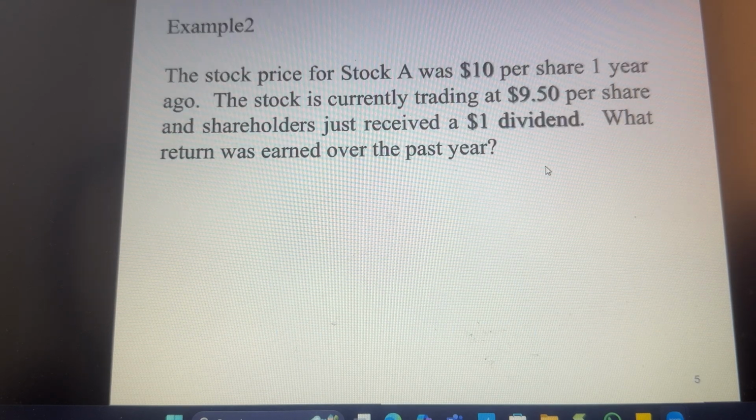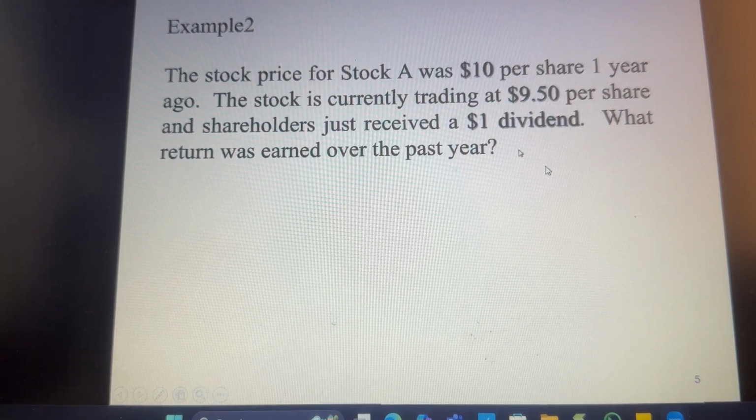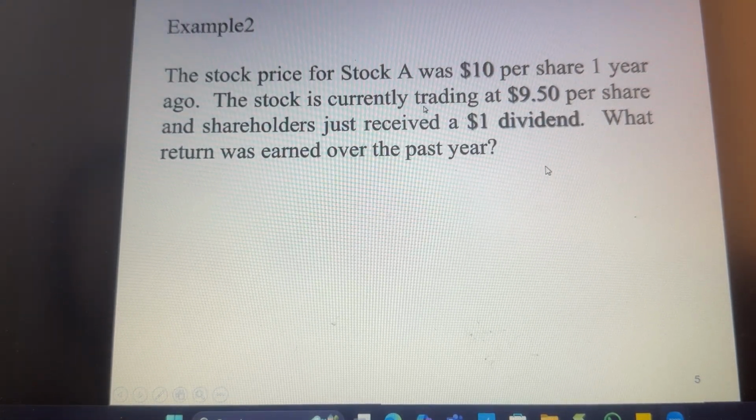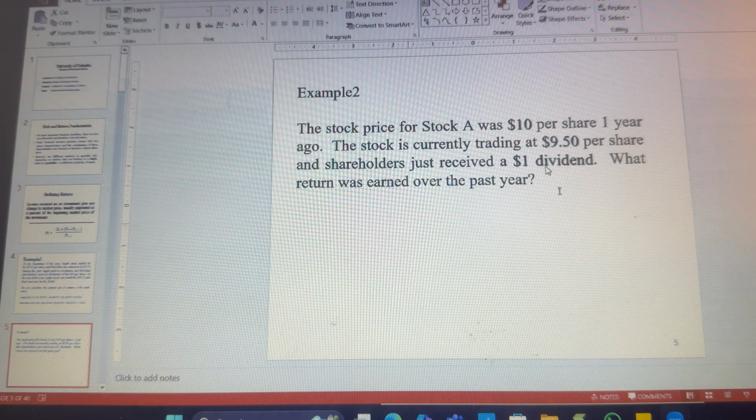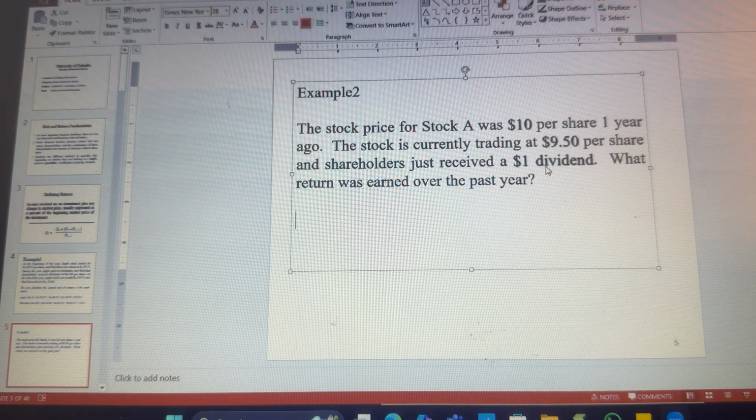So basically, this is the same definition for the concept of return measurement, the basic measurement. Accordingly, I put one example here. The stock price of the stock was $10 one year before. Currently it is trading at 9.5 per share. Shareholders currently received $1 from the investment. So what are the price changes we can consider? We can consider these price changes and calculate the return percentage.